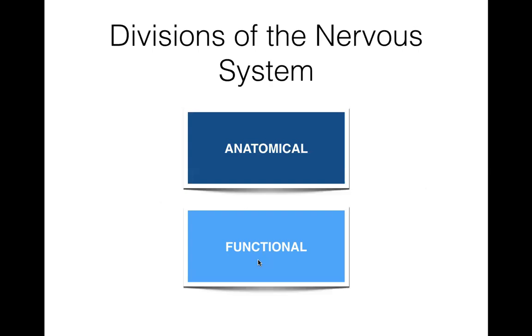There are actually two ways to divide the nervous system. There's the anatomical basis for dividing the nervous system, and then there's the functional basis. In neuroanatomy, we will be shifting often between the anatomical basis and the functional basis. Both of them actually complement each other in classifying the nervous system.